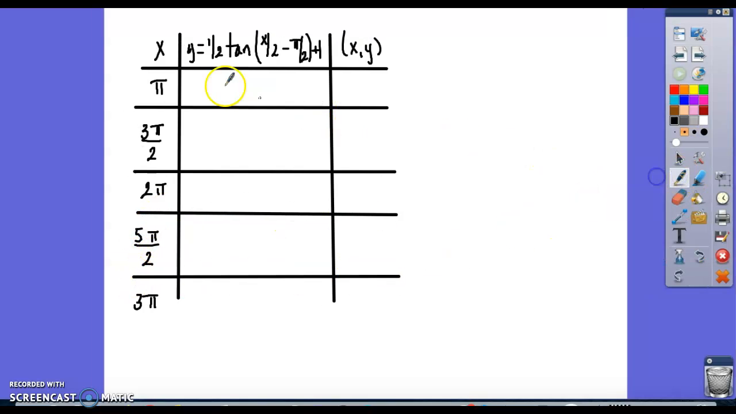Okay, and then you need to evaluate this. So I would say y equals 1/2 tangent. I'm plugging in pi for x. So I have pi over 2 minus pi over 2, plus 1. Tangent of pi over 2 minus pi over 2, that's 0, times 1/2 is 0, plus 1 is 1.